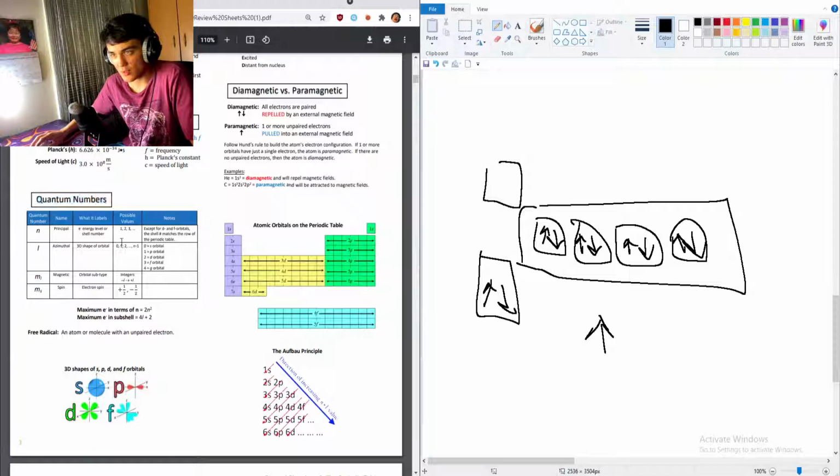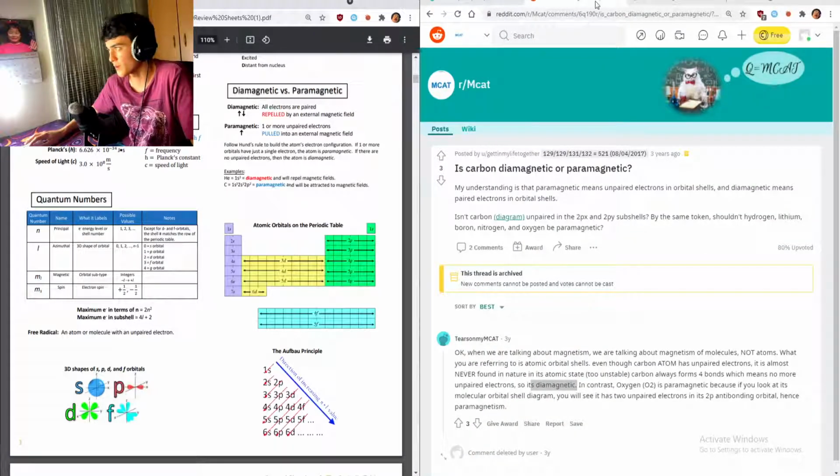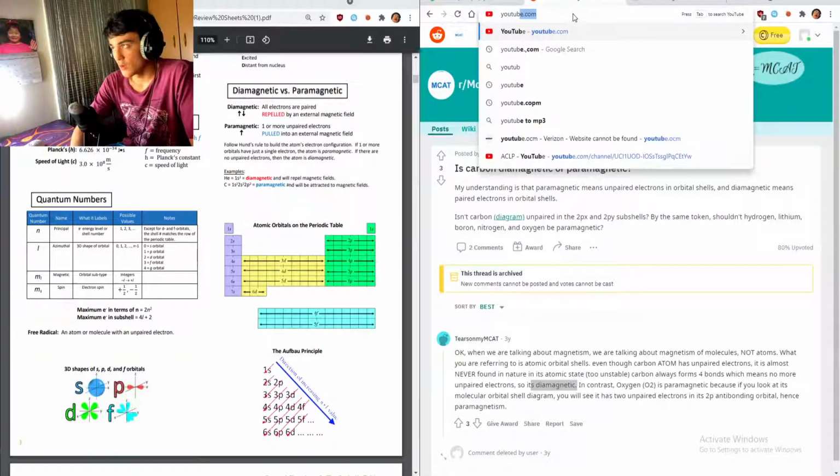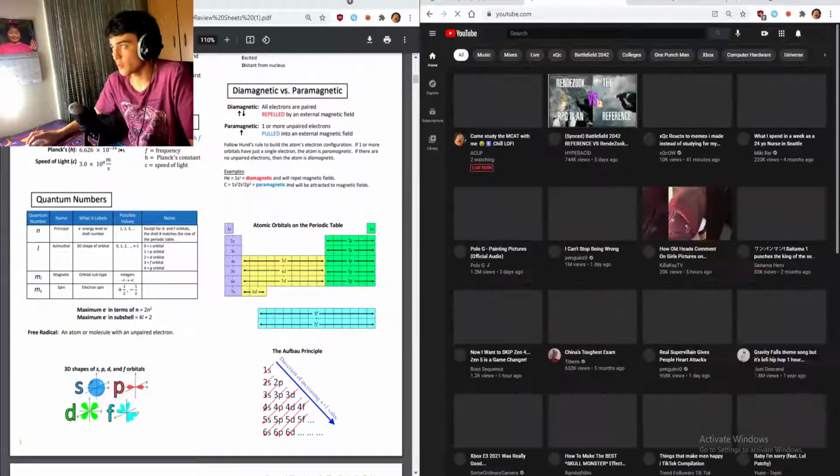Quantum numbers. This is basically memorization. Quantum number n is the principal quantum number, which labels the electron energy level or shell number. Possible values are 1, 2, or 3, except for d. I'm kind of gray in that area right now. Quantum numbers.